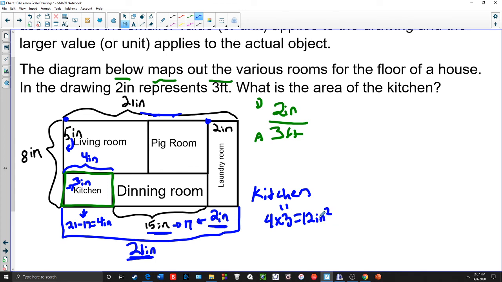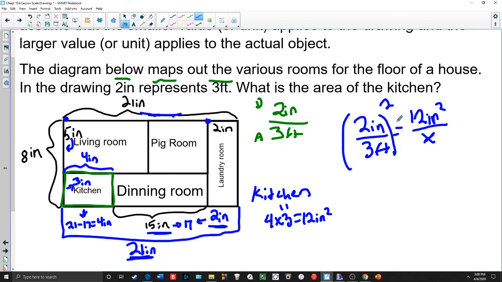So that's how big the kitchen is in the drawing. I want to figure out how big the kitchen is in the actual house. So let's go ahead and set up my scale factors now. So 2 inches over 3 feet, that's what I started with, is equal to 12 square inches over x square feet, hopefully. And once again, the red flag here is I have area numbers. I need to square the fraction that doesn't have the area numbers in it. So here would be 4 square inches. This would be 9 square feet, which is good because I want square feet as part of my x.